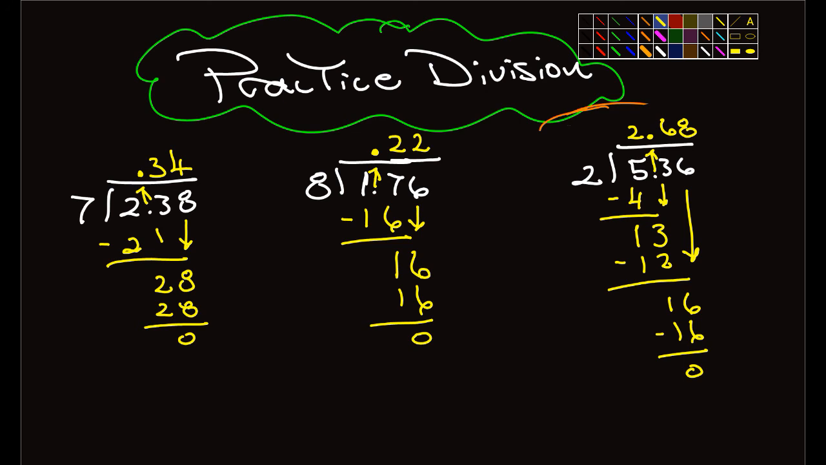So anyways, I hope this helps you guys. There's no difference in dividing with whole numbers and dividing with decimals. All you have to do is keep track of the decimal and just go straight up. Wherever it is, it goes straight up. You got to keep your numbers lined up too.